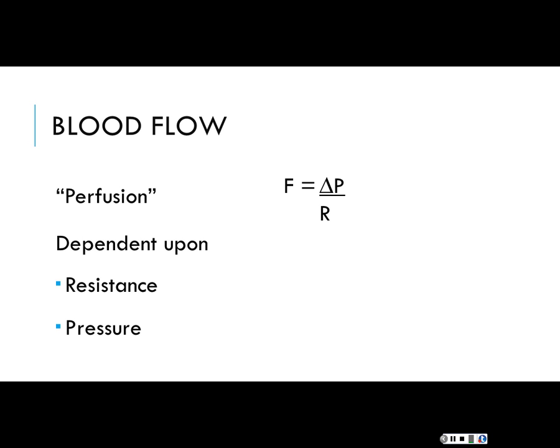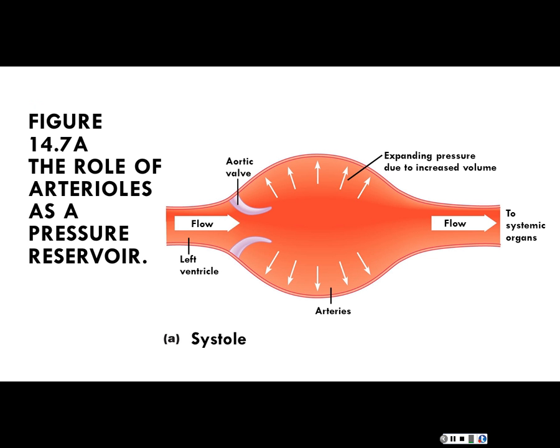We okay on that relationship? Again, we'll come back to the resistance factors, and then review the pressure gradient that exists in our systemic circuit. Before we look at those factors, I want to look at the arterioles and our arteries, really. Figure 14.7 does a nice job to help visualize what's happening when blood enters the systemic circuit.